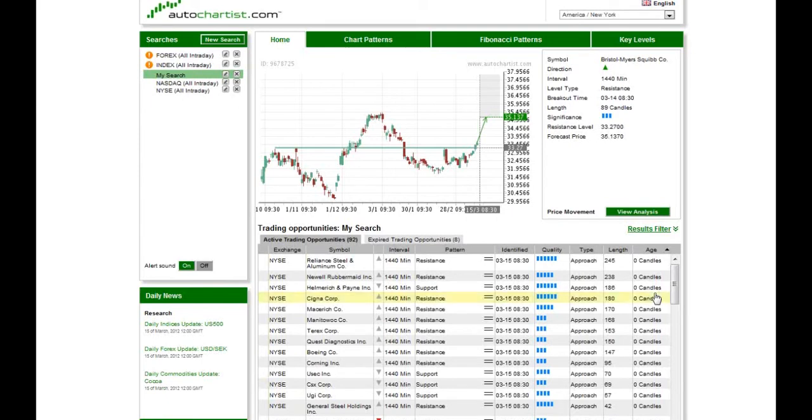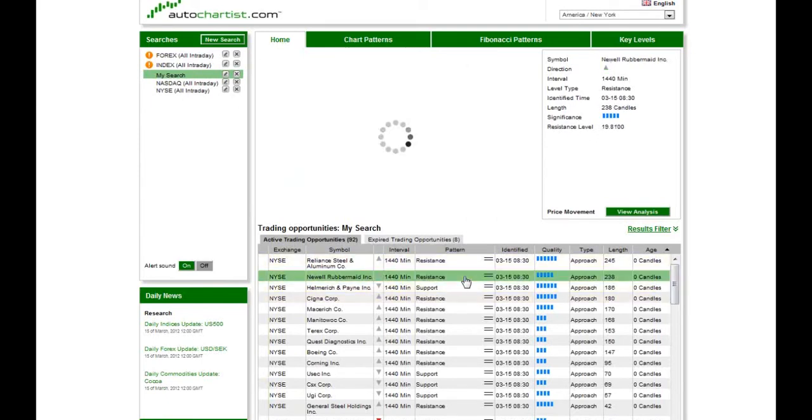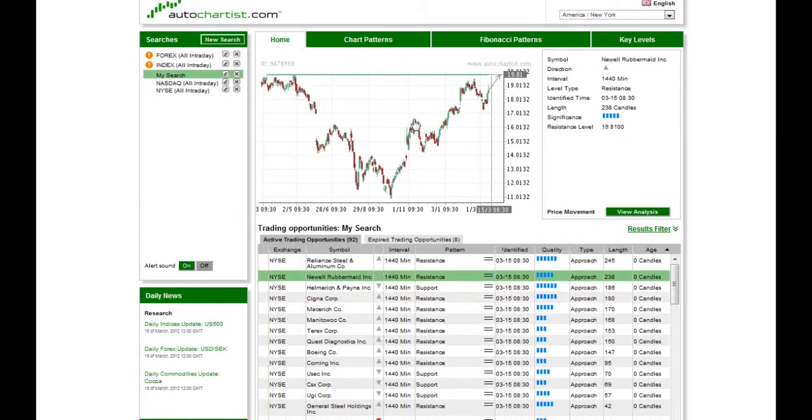Now let's look at an emerging key level. So this is an example of an emerging key level, right? So this is Newell Rubbermaid. I'm not familiar with this company, but let's have a look at what Autochartist is saying. So it's identified resistance at 19.81, and it's touched this resistance point numerous times, 1, 2, 3 times, most recently just a few days ago.